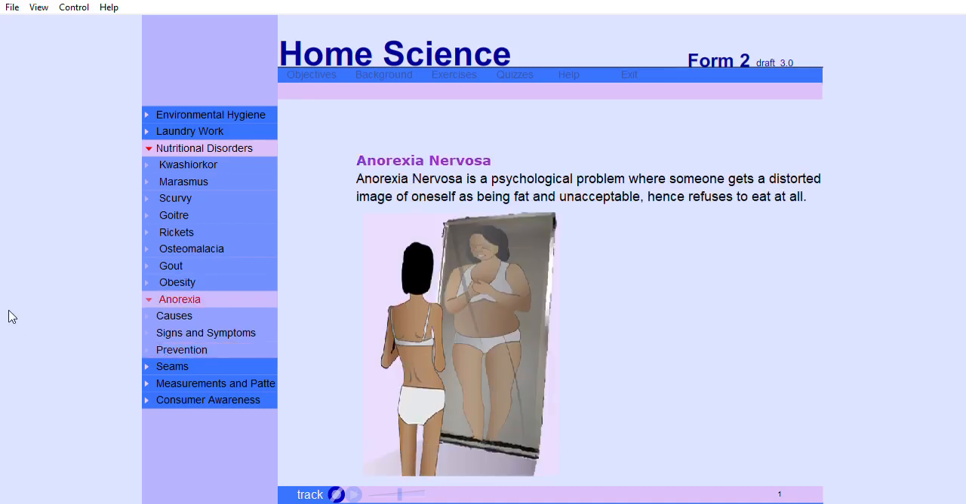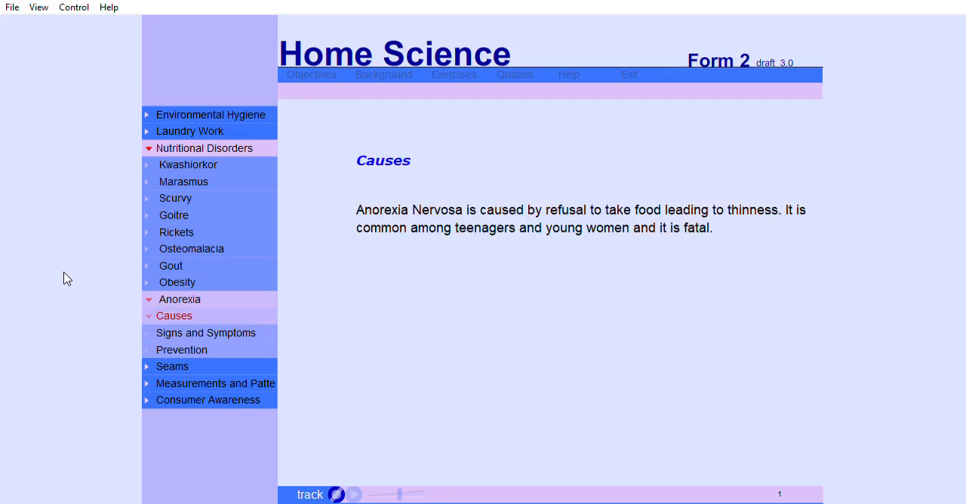Anorexia nervosa is a psychological problem where someone gets a distorted image of oneself as being fat and unacceptable, hence refuses to eat at all. Anorexia nervosa is caused by refusal to take food, leading to thinness. It is common among teenagers and young women, and it is fatal.